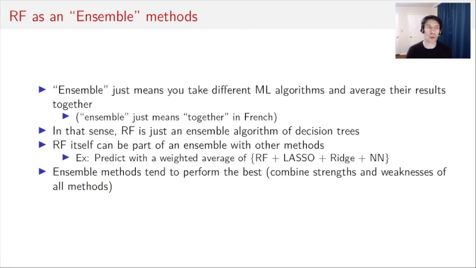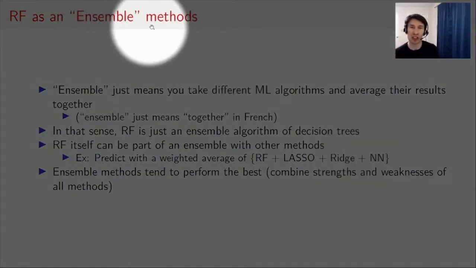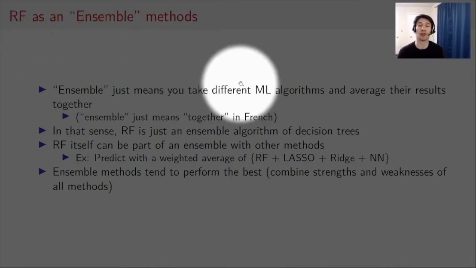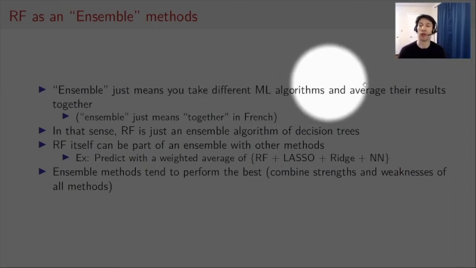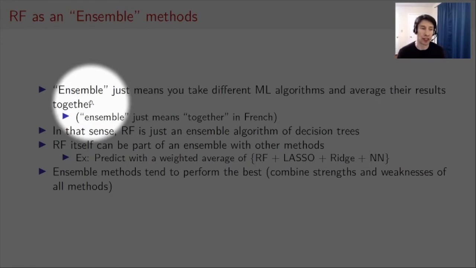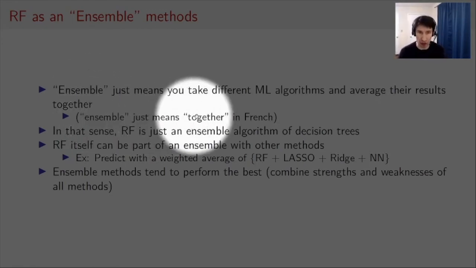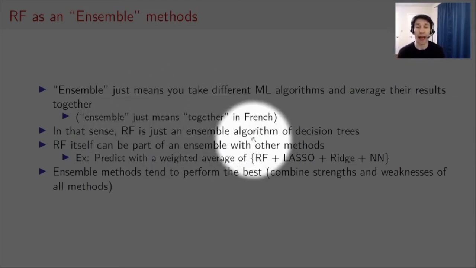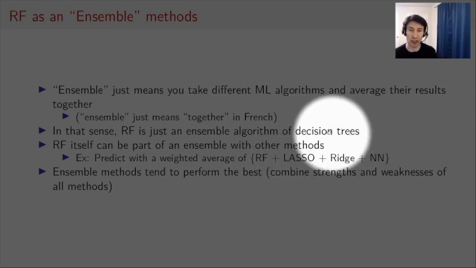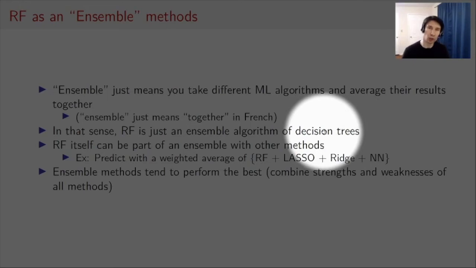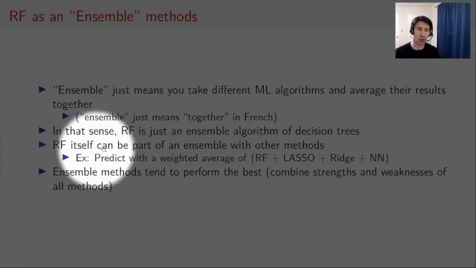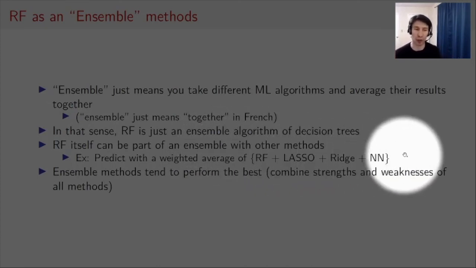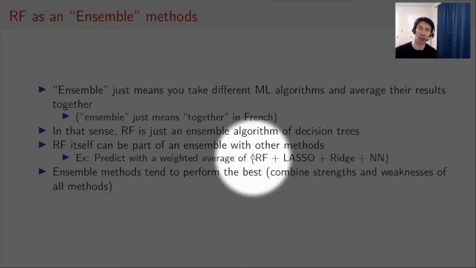So you're going to hear the word ensemble quite often, ensemble methods. Well, random forest can be just seen as an ensemble method. Ensemble methods are just when you take different machine learning algorithms and you average their results together to get your prediction. And by the way, ensemble actually just means together in French. And so in that sense, the random forest is simply an ensemble algorithm using lots of decision trees. That said, of course, you can make an ensemble of ensembles in the sense that random forests themselves can be part of an ensemble strategy where you're using random forests and lasso and ridge and neural networks using some weighted average, right? So you can have an ensemble of ensembles.